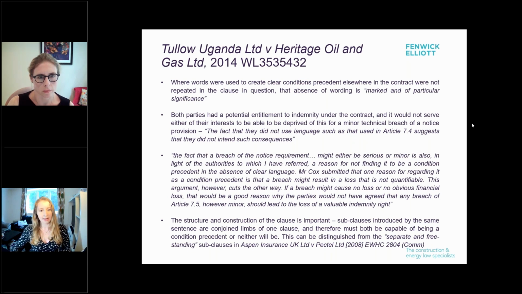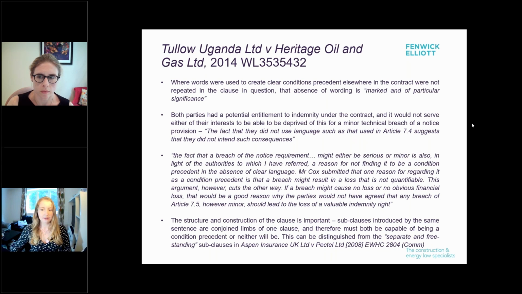It was also relevant that both parties had the benefit of potential indemnities under the contract. So the fact that there was this sort of reciprocity between the parties in this benefit meant that it was in both parties' interest to ensure that their right to this benefit would not be extinguished for a trivial breach. The fact that that was a commonality between the parties was of significance.